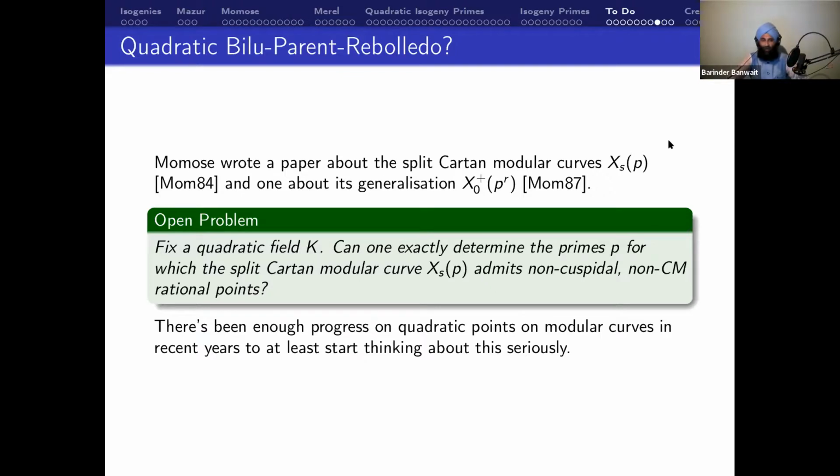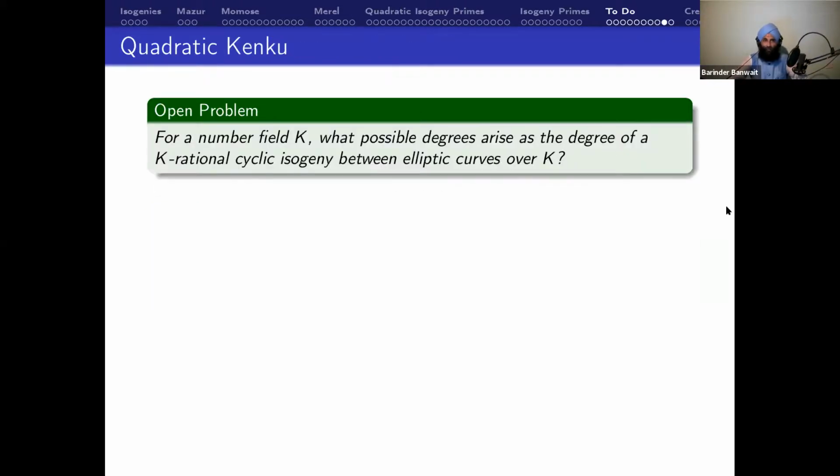Yeah, that might be. I think this would. I don't have a great feeling for how easy or difficult that would be, but I think it would be interesting. Right, so this is actually the first problem that I stated in this talk. This is not about isogenies of prime degree, but about cyclic isogeny degrees. So this is more like what Kenku did as opposed to Mazur.